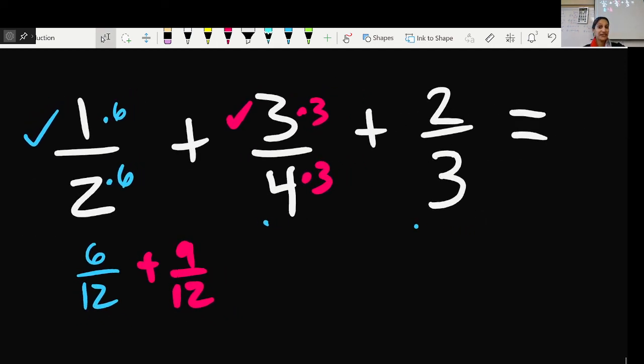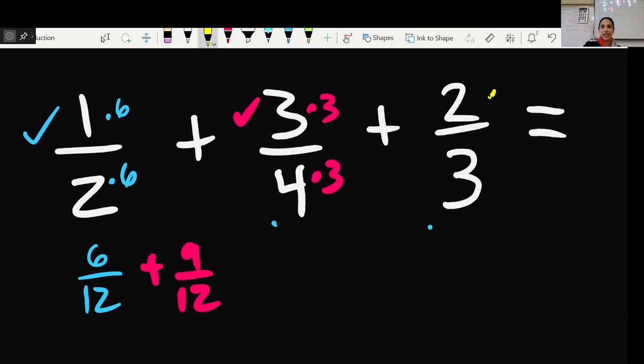Now we are fully into reality. What do we multiply this by? 4 over 4. Everybody good with that? And what do we end up getting? Plus 8 over 12. So far so good?